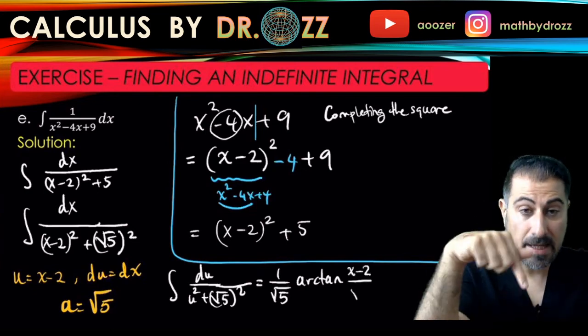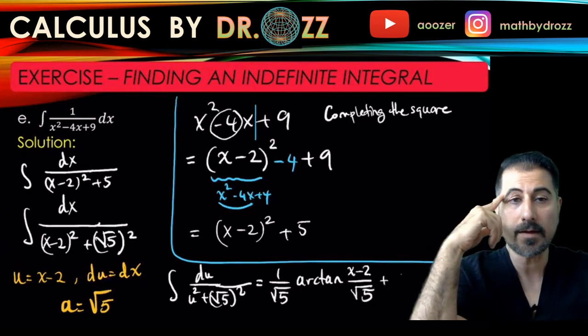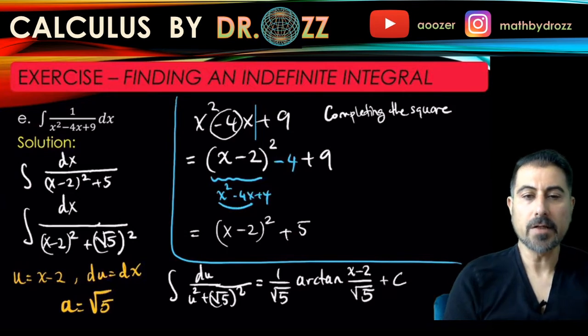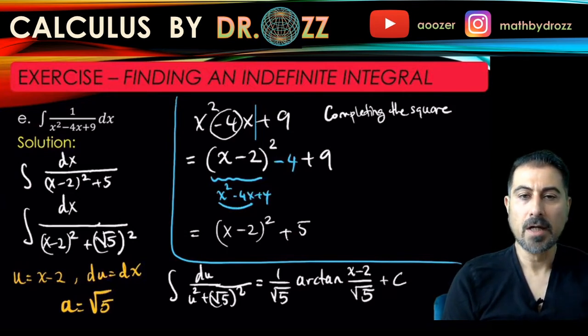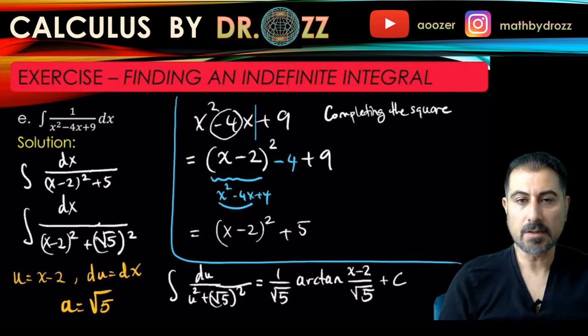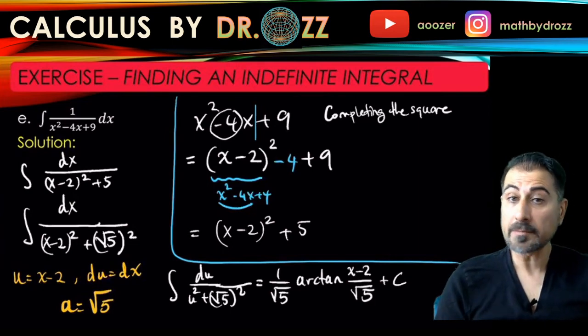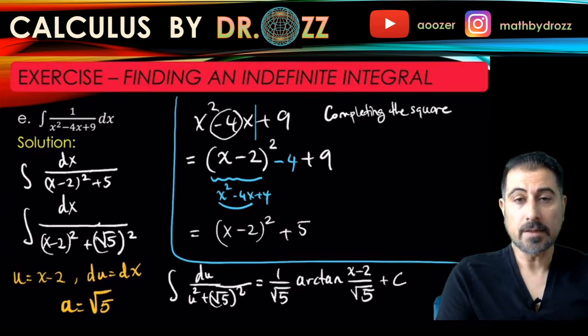So u over a radical 5 plus c. Okay, I think that takes care of part E, where we used completing the square. Again, the technique that I used here is just for me a shortcut. If you know any other technique, go ahead and apply that technique. There is a formula for completing the square. You're welcome to use that.